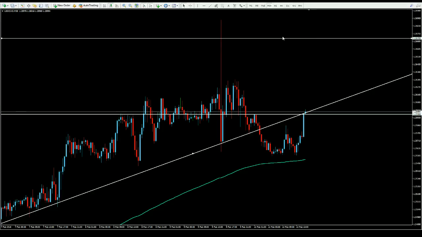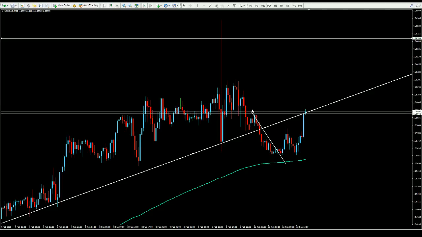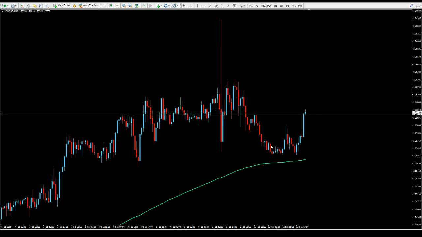So that's something you should keep an eye on. Also, you can see some patterns from before. You can see here, if we would draw a trend line here, so you can see going down, breaking up. Here you could see going down, breaking up. So those are good to keep an eye on.